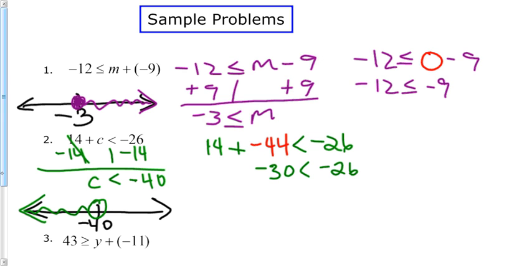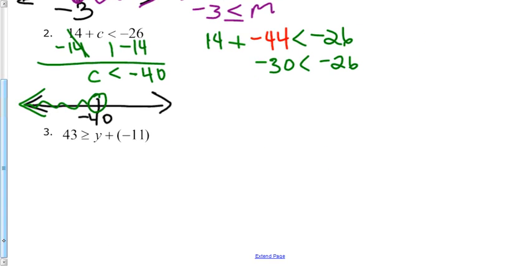All right, and this last example here, again, I want to make this just a little easier to solve. So I'm going to rewrite it as 43 greater than or equal to y minus 11.